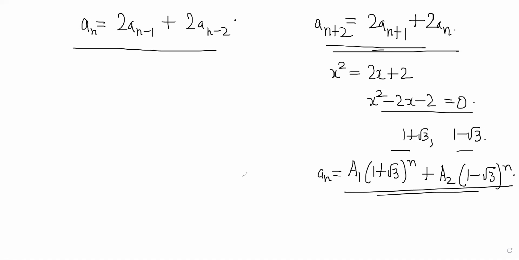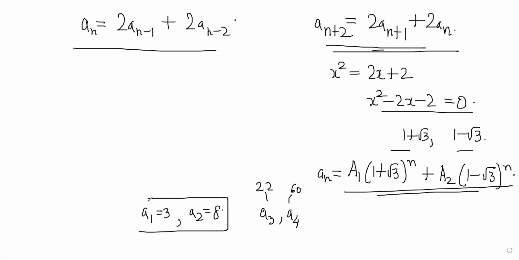And finally, you put in the data for A3 and A4, which are 22 and 60. Why? Because you already know A1 and A2. A1 was 3 and A2 was 8. So using A1, A2, you can find A3, A4. You can put in that data here and figure out the final formula by finding out the constants capital A1 and A2. So I will leave that work to you, how to find the final constants A1 and A2. And basically, you should get this answer now.